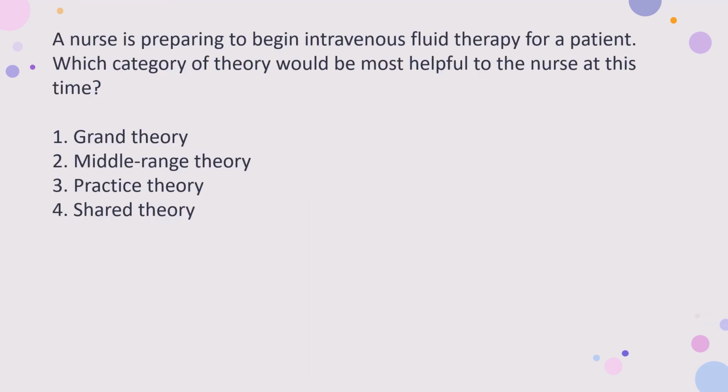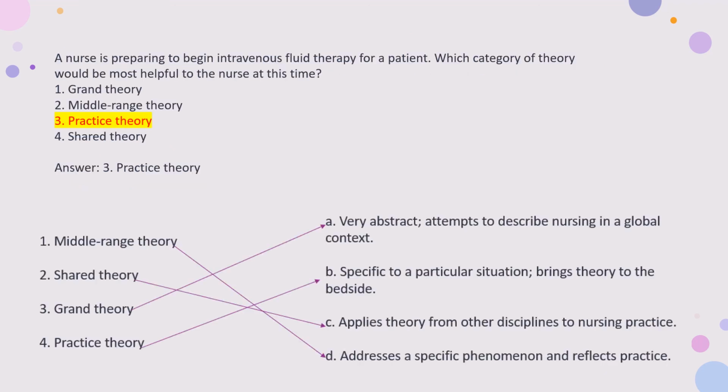A nurse is preparing to begin intravenous fluid therapy for a patient. Which category of theory would be most helpful to the nurse at this time? 1. Grand theory. 2. Middle range theory. 3. Practice theory. 4. Shared theory. Answer: 3. Practice theory.